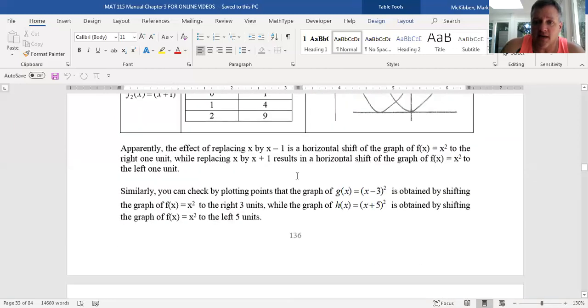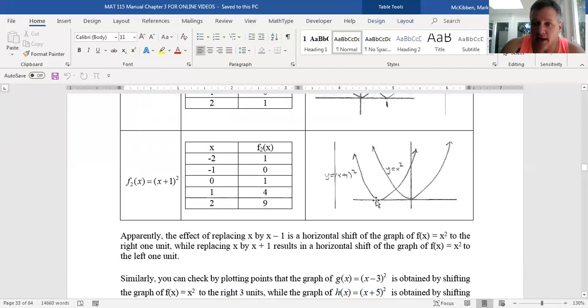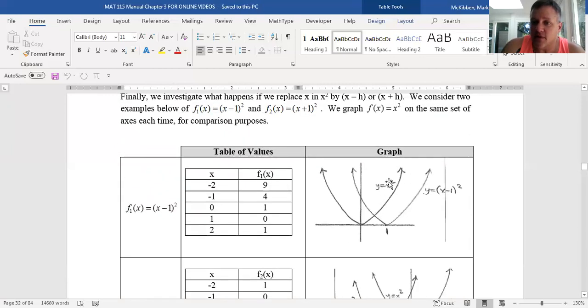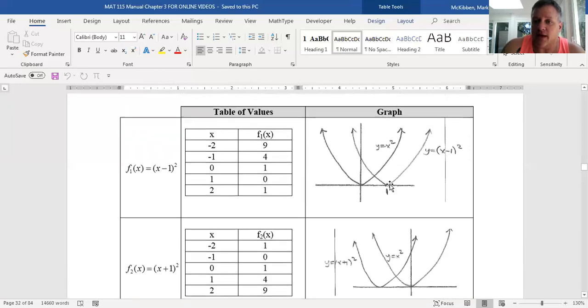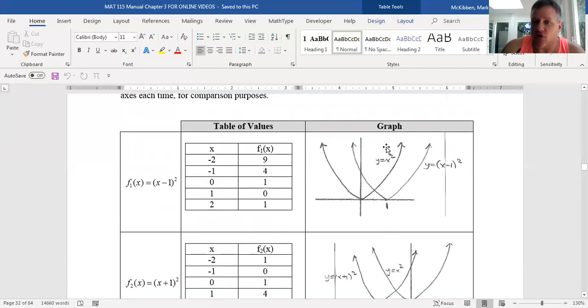If you look here, the line x equals -1 goes through the vertex, that vertical line. And here x equals 1, that vertical line goes through the vertex. The parabola is symmetric about that vertical line in the exact same way that x squared was symmetric about the y-axis.